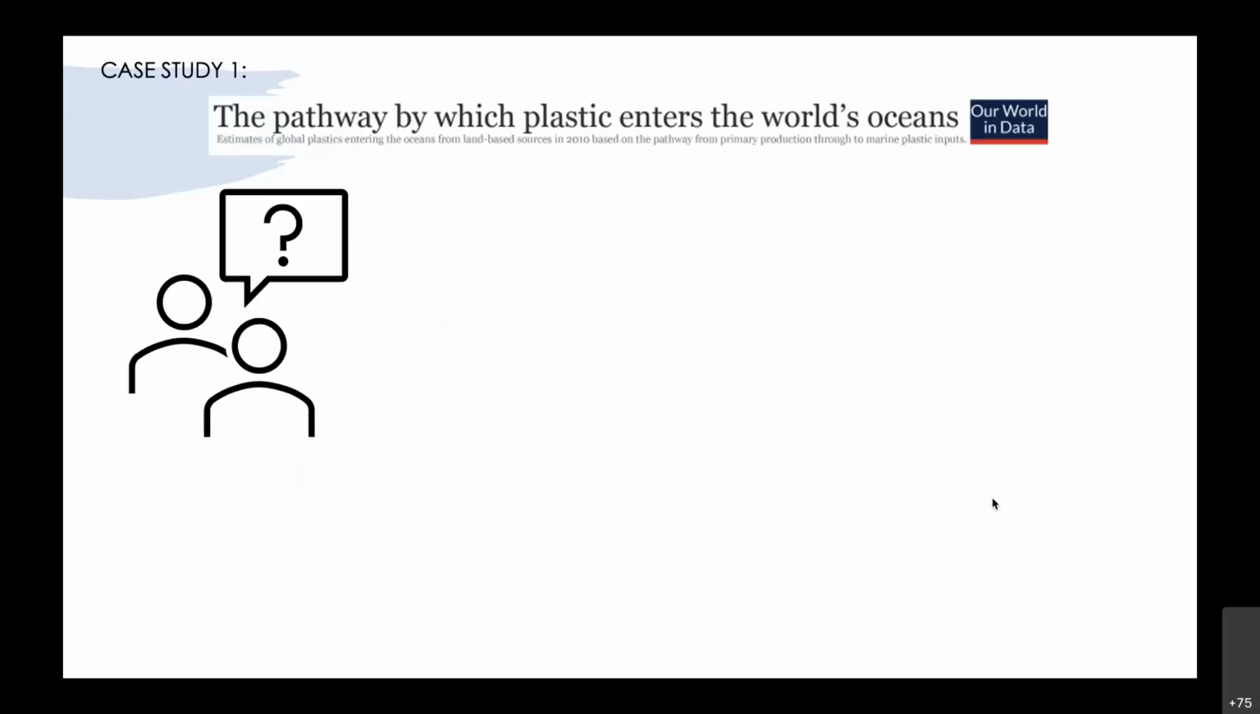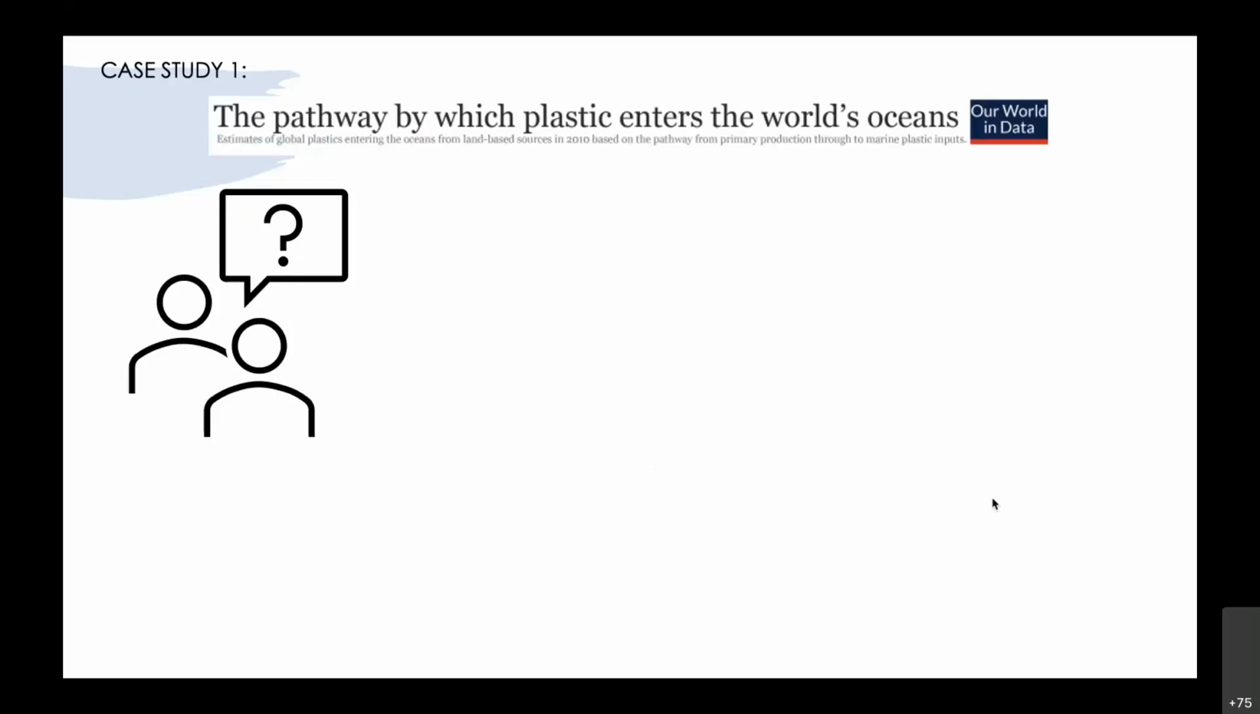So let's start with this title: The Pathway by Which Plastic Enters the World Ocean. When you look at this title, what is the question that you can think of? There must be a question, because people are born to have questions. If you don't have questions, then why are you here on Earth? When you talk about the title, what is the first question that comes to your mind?